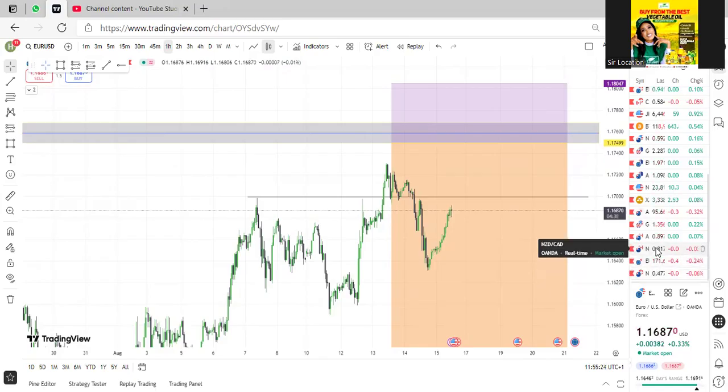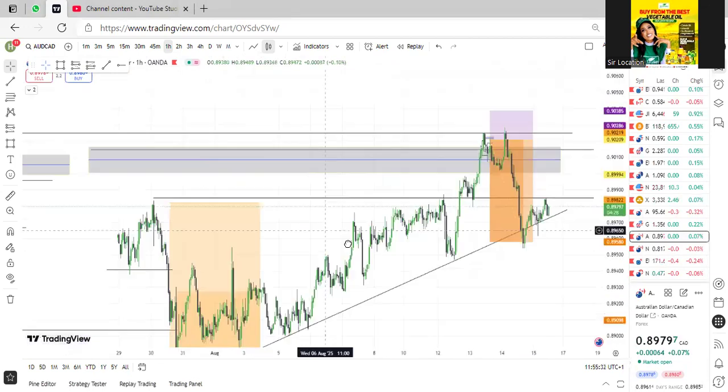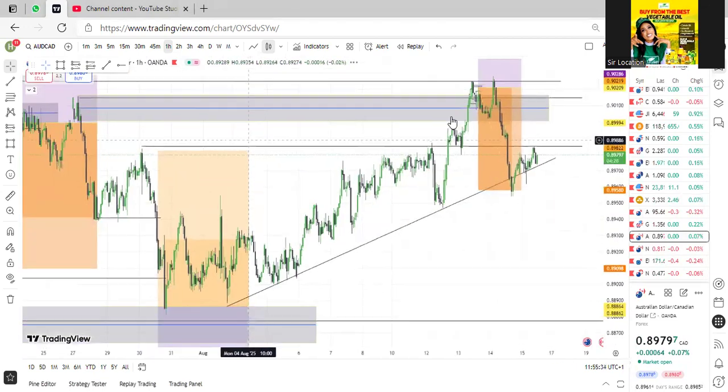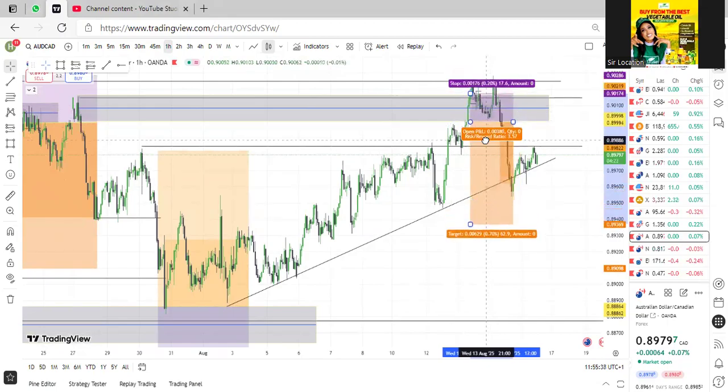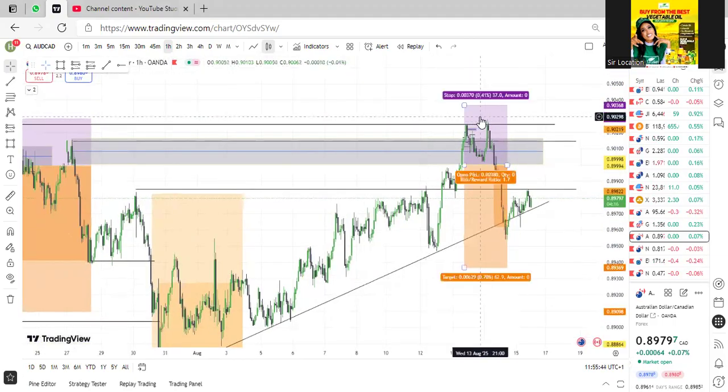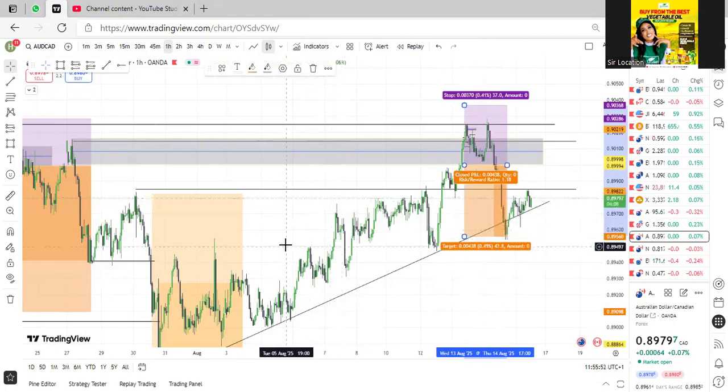So I think, let me add the card, like this move here. This was not our entry point. I think our entry point was somewhere at this level. Yeah, this was the entry point, then our stop loss was above this high, I think around 30 something pips. And we just closed out with 1:1, something like that.